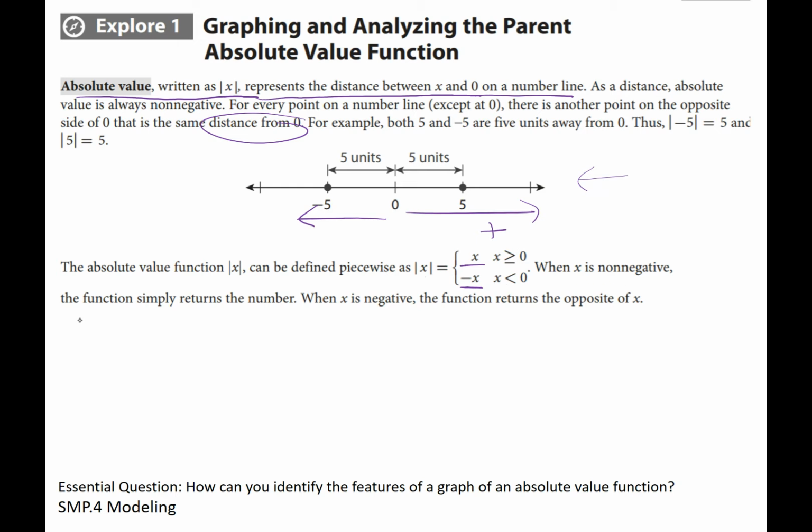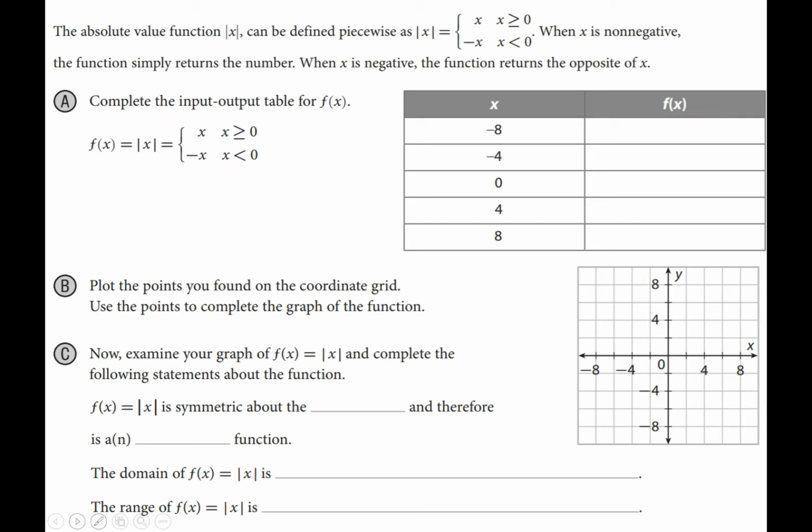When x is a non-negative number, it simply returns the number. When x is a negative number, it returns the opposite of x. All right, so an absolute value function of x can be defined piecewise. So they gave us that. We already talked about that part. So we're supposed to complete the input-output table for x.